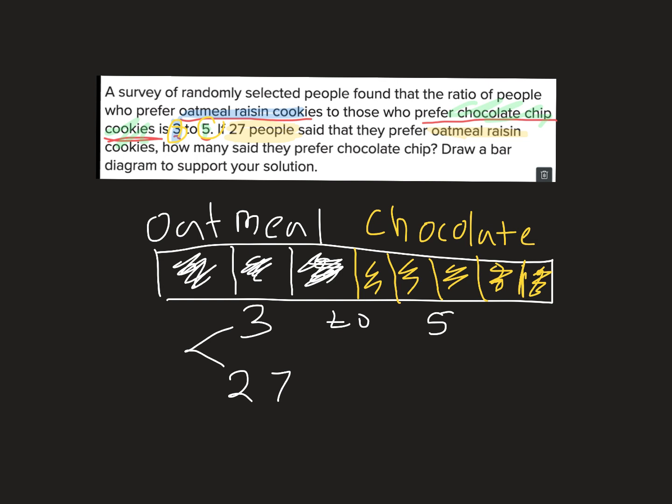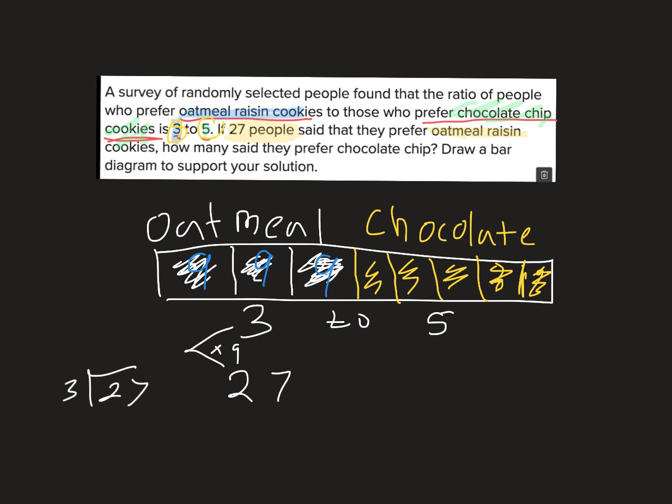3 times what is 27? We can do some long division. You can use your multiplication chart. You can automatically know that 3 times 9 is 27. You can count on your fingers. Whatever your strategy is, you should get to each one of these represents 9.